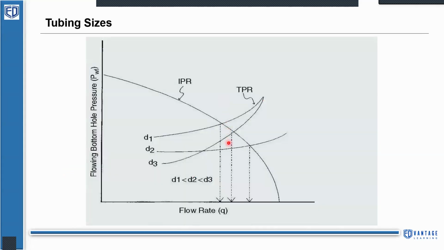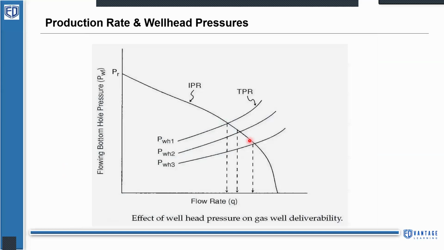So if I go for a sensitivity of tubing sizes for D1, D2, and D3, you can see D1 is less than D2 is less than D3. The same principle: if I'm increasing diameter, I'm getting more flow. That is the fundamental. And if I look at three different wellhead pressures, so this is PWH1, PWH2, and PWH3.